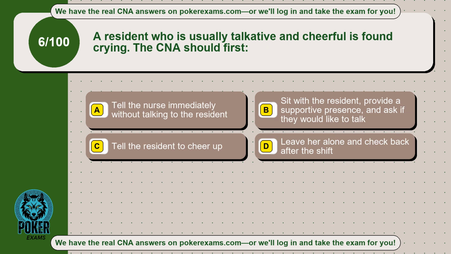Question 6. A resident who is usually talkative and cheerful is found crying. The CNA should first: Option A. Tell the nurse immediately without talking to the resident. Option B. Sit with the resident, provide a supportive presence, and ask if they would like to talk. Option C. Tell the resident to cheer up. Option D. Leave her alone and check back after the shift.